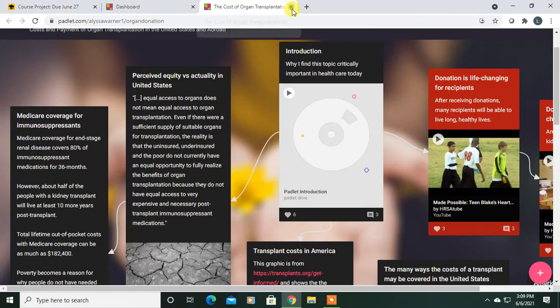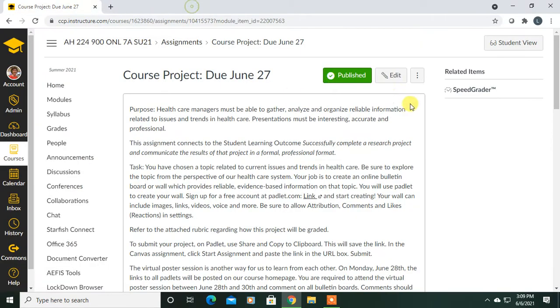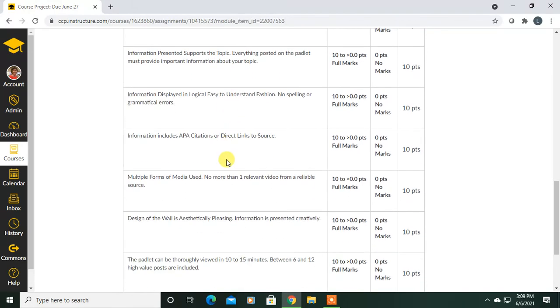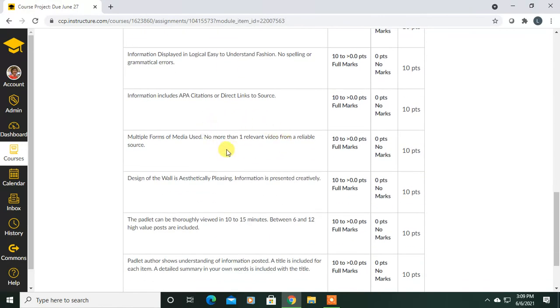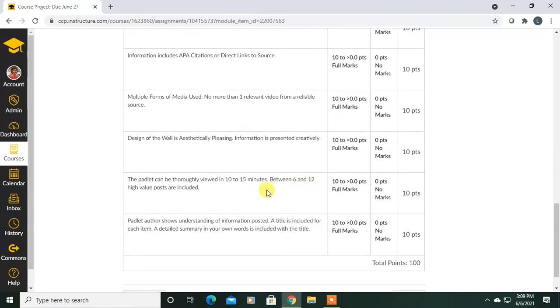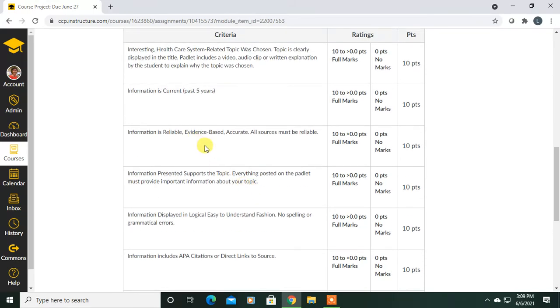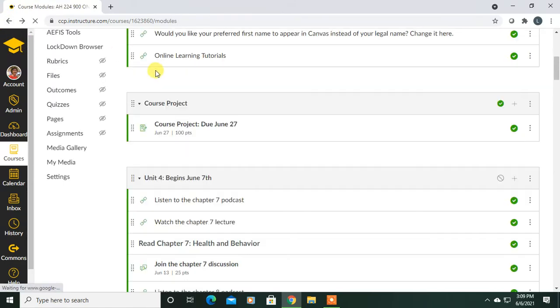Now, what you should do at the beginning is probably to read the rubric, because there's an extensive rubric for this final project. You can only use one video. You can have between 6 and 12 posts, no fewer, no more. They should be high value. You must have APA citations or links to the sources. Everything must be reliable and evidence-based. And the information must come from the past 5 years. So be sure to read over the rubric.